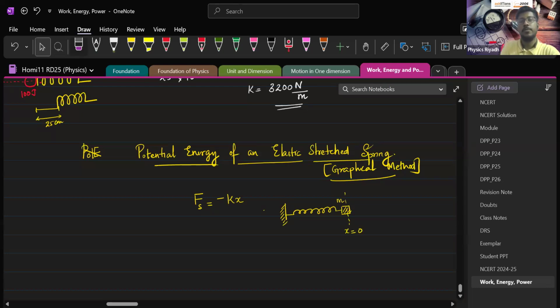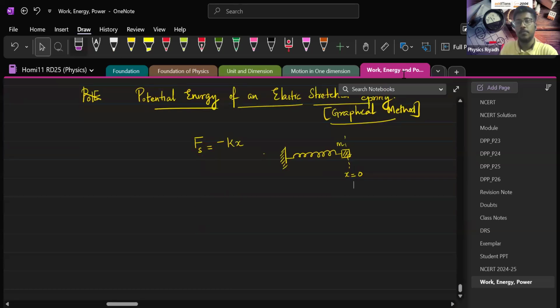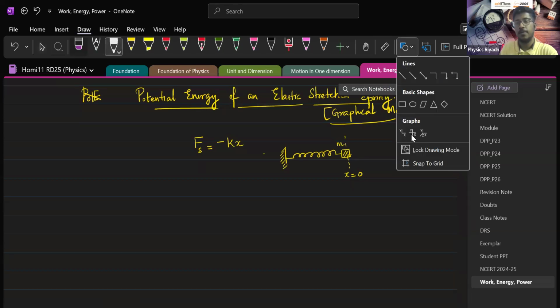Now, if you draw the graph of force versus displacement, why am I drawing force versus displacement? Because I know that work done can be calculated from a force displacement graph. We have already done that before. Okay, so let's try to draw it. One second.